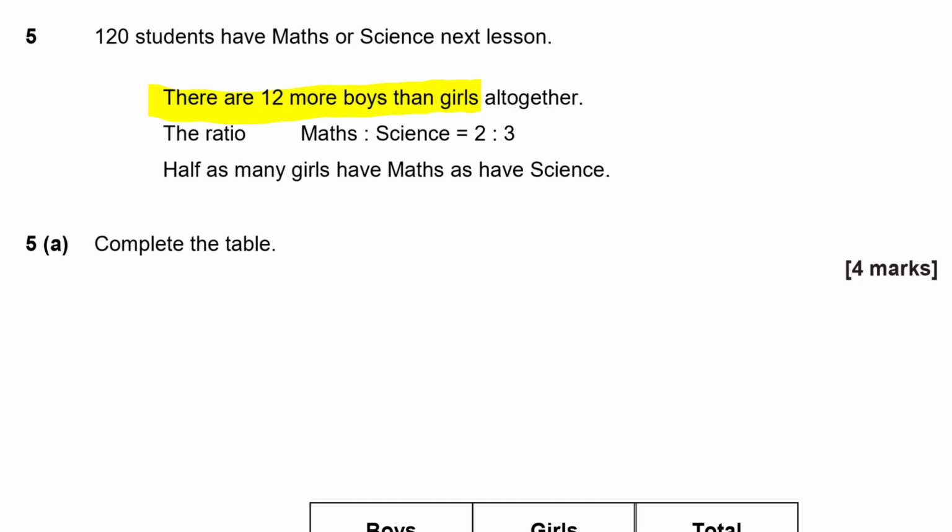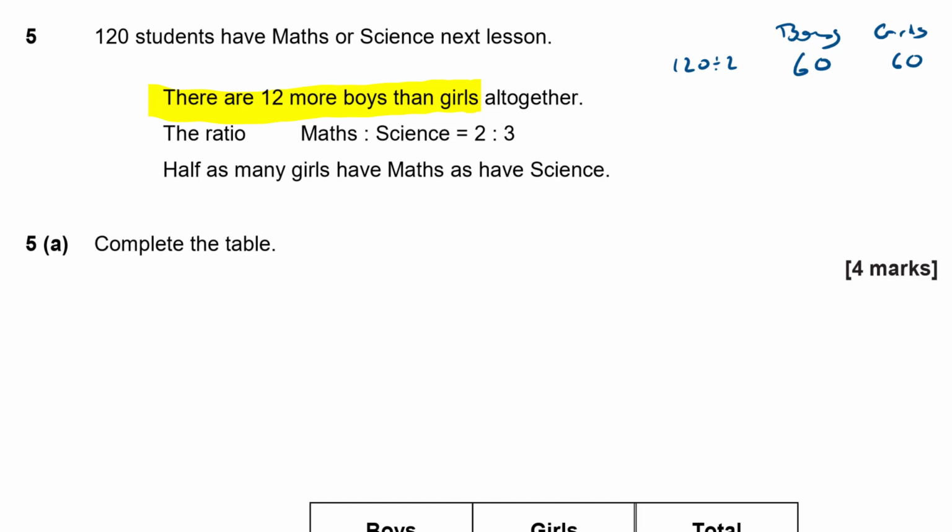Okay, so if you divide 120 by 2, that's 60-60, isn't it? So if there were equal numbers of boys and girls, you're going to get 60 boys and 60 girls. No, that's not quite right, because we want 12 more boys than girls.